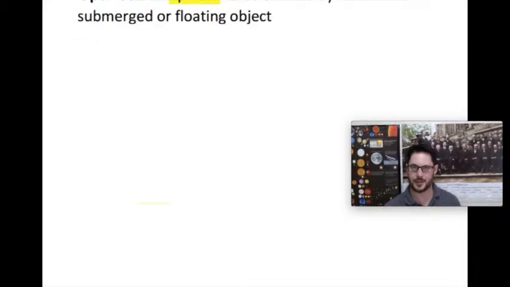Okay, upthrust, what is it? An upward force exerted by a fluid on a submerged or floating object. Don't forget that when we talk about fluid, we're talking about liquid and gas. So when an object is placed in a liquid, it's going to move some of that liquid out of the way. The weight of that displaced fluid is equal to the upthrust, and it provides an upwards force.